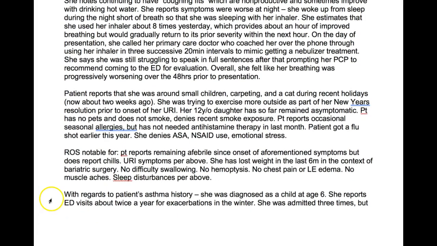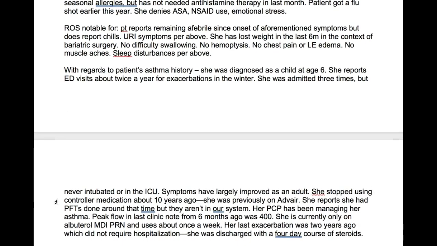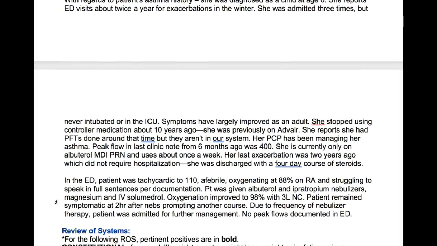Then there's this paragraph here that specifically looks at the asthma history, okay? So I don't want to read everything, so just take a look at that. You see that it's very specific to the chief complaint and the history that relates to that. Okay, and then a paragraph about what specifically happened in the emergency room. If you need to pause to read any of these parts over, please do.